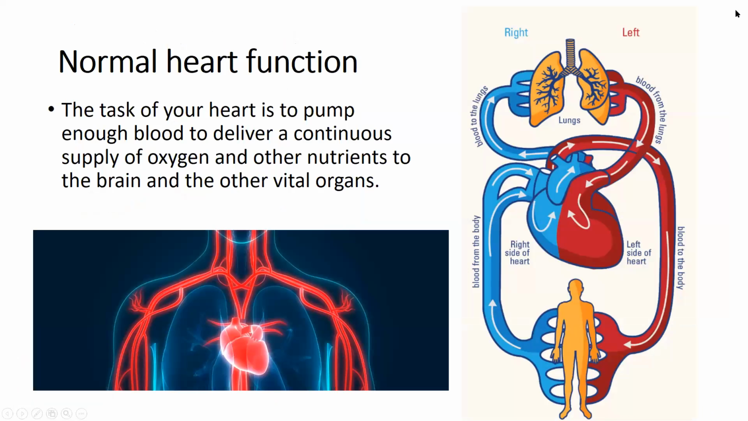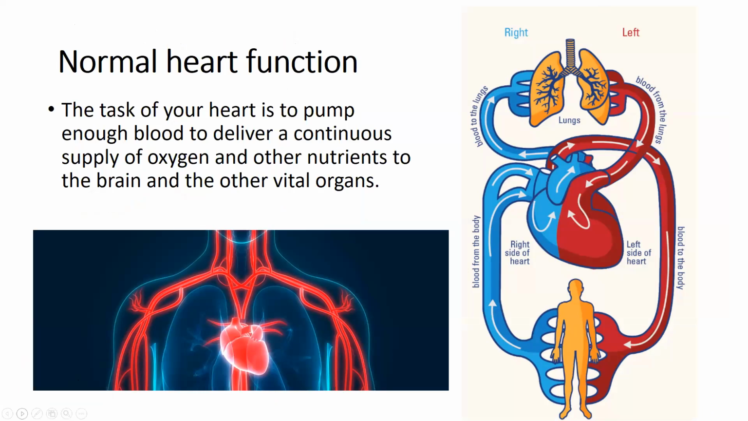So basically, what our heart is trying to do is just give a continuous supply of oxygen and other nutrients to all of our vital organs, working around the clock, 24/7, delivering everything that our body needs. So getting oxygenated blood to all of our other tissues and supplying us with all the fuel that we need to be healthy.